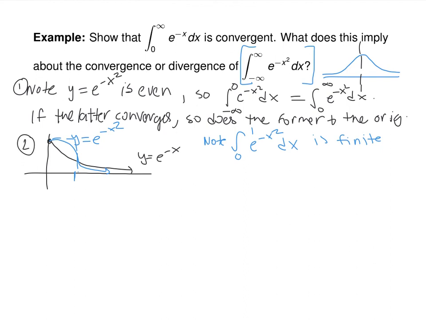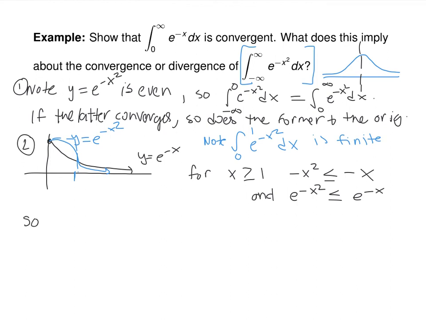And what you can also note is that for x's that are bigger than or equal to 1, negative x squared is less than or equal to negative x. And then also, e to the negative x squared is going to be less than or equal to e to the negative x. And so we can use our comparison theorem to show that if the integral from 1 to infinity of e to the negative x converges, so does the second one.